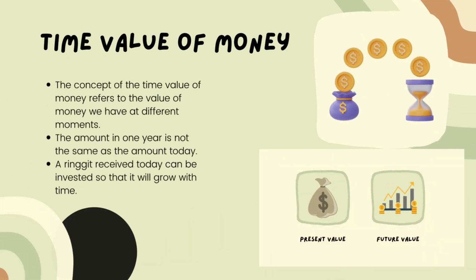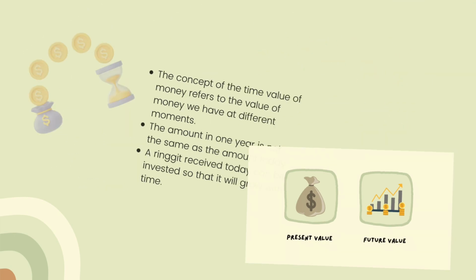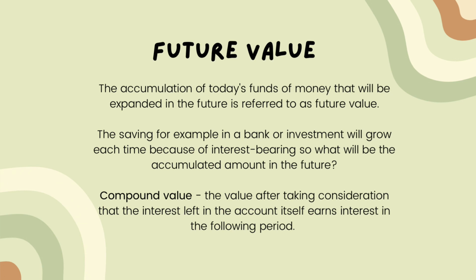The concept of time value of money refers to the value of money we have at different moments. The amount in 1 year is not the same as the amount today. For example, the promise of a ringgit 1 year from now is not equal to the value of a ringgit to be received today. So, I will explain the first one, which is future value. The accumulation of today's funds that will be expended in the future is referred to as future value.